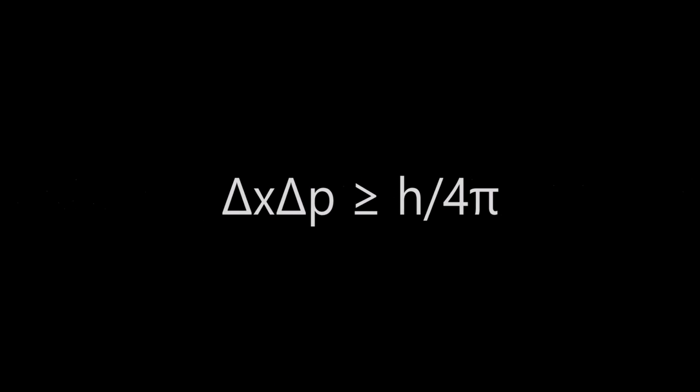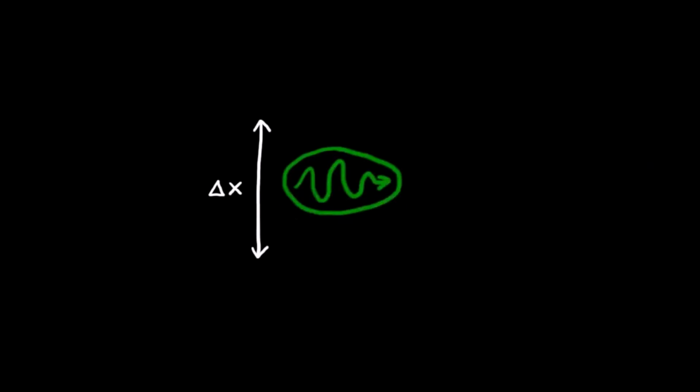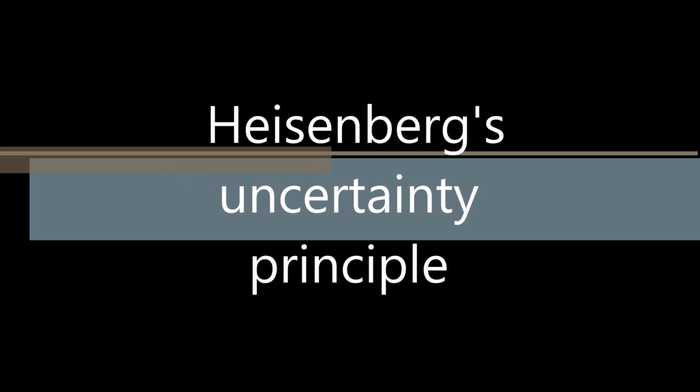Heisenberg's uncertainty principle is normally written as Δx multiplied by Δp is greater than or equal to h over 4π, where x is the uncertainty of its position and p is the uncertainty of its momentum. And that is Heisenberg's uncertainty principle at work.